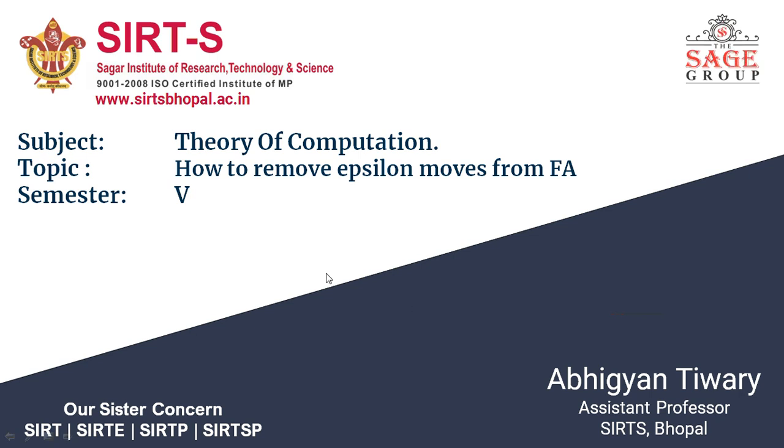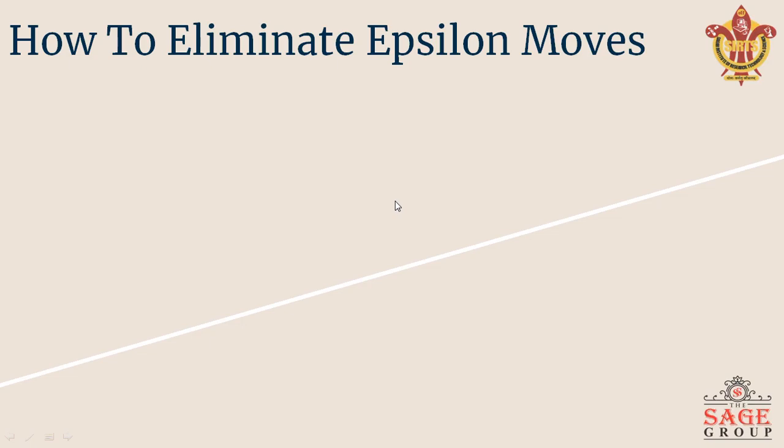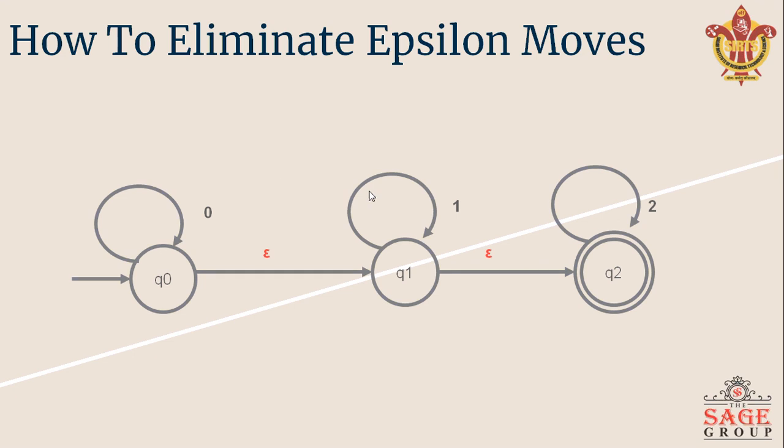So today we are going to see how to remove epsilon moves from finite automata. This is the question which we are going to solve today. Suppose we want to replace our epsilon move from vertex q0 to q1. Okay, so then we proceed as follows.